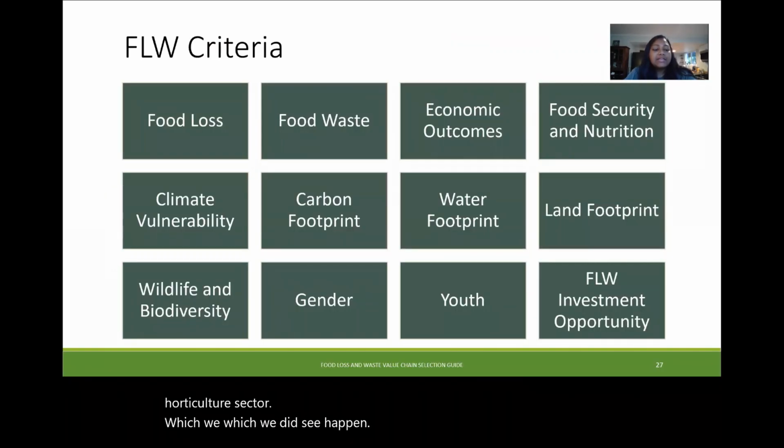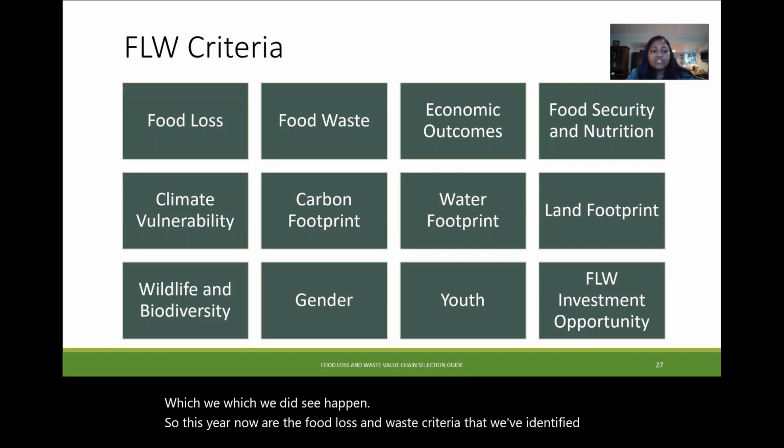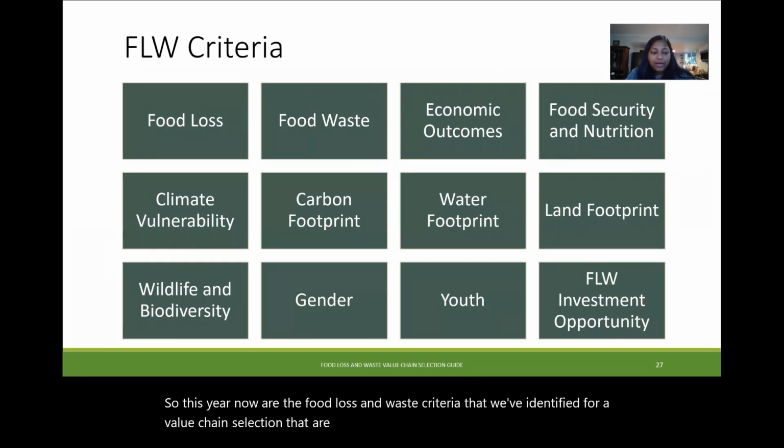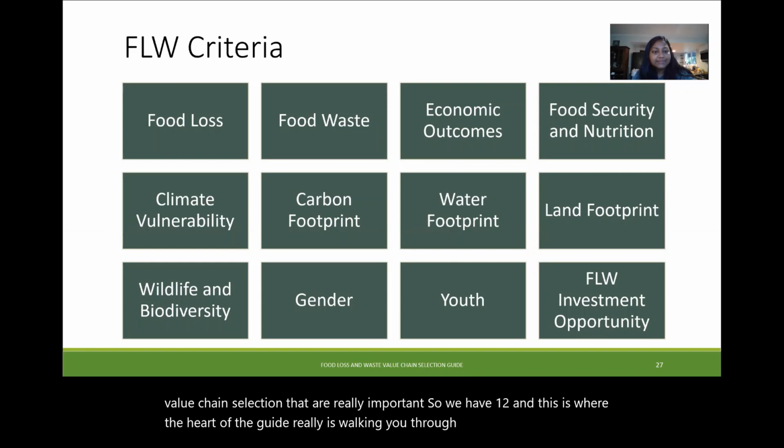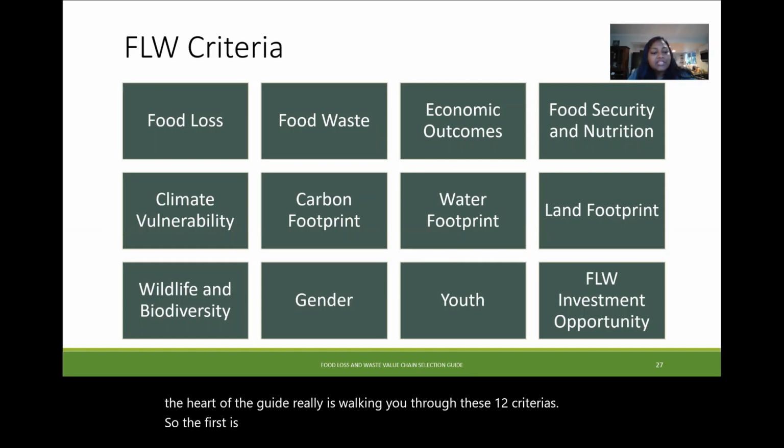So this here now are the food loss and waste criteria that we've identified for value chain selection that are really important. So we have 12. And this is where the heart of the guide really is, walking you through these 12 criteria. So the first is, what is the value chain's potential to reduce food loss? What is the potential to reduce food waste?